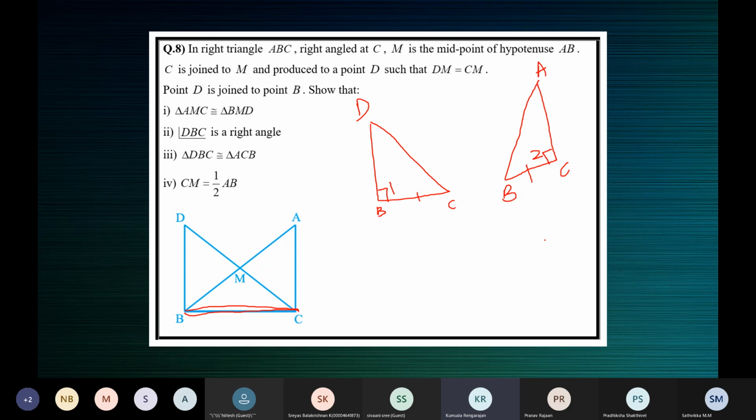What else? What other rule can you use? Can you use SSS? Ma'am, no, ma'am. We can use SAS, ma'am. What are the options available? SAS or? Ma'am, RHS we can't use. Yes, RHS we cannot use. SSS we cannot use. Ma'am, ASA.